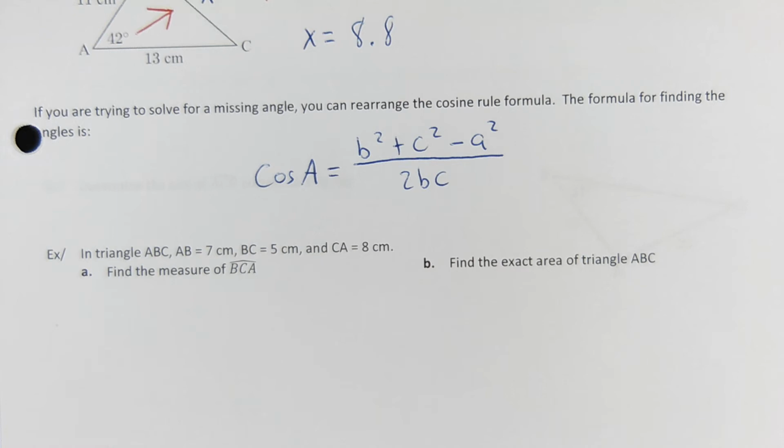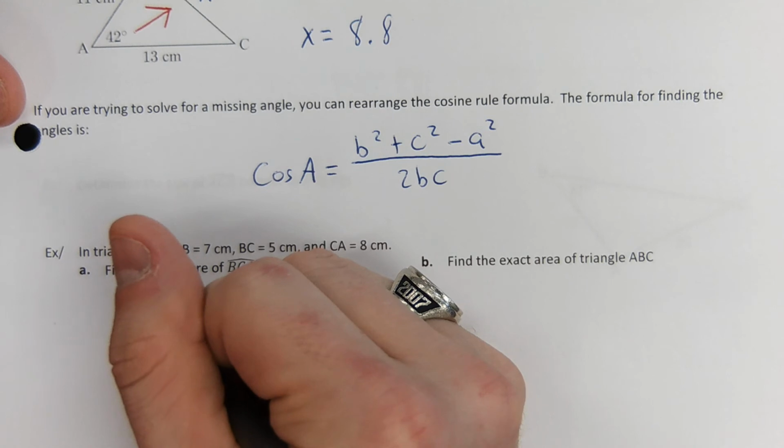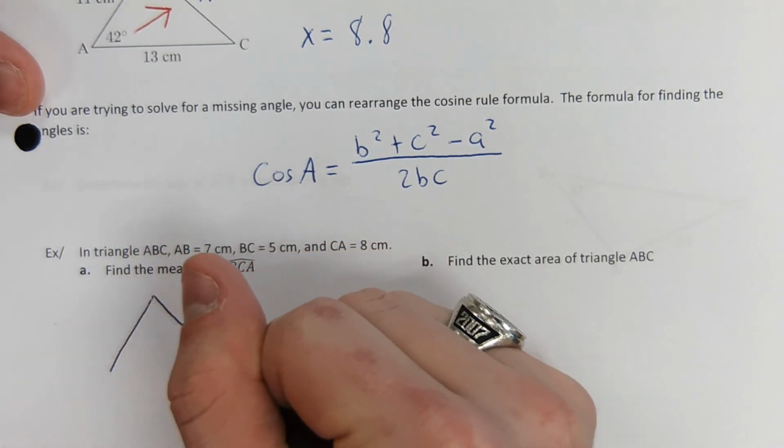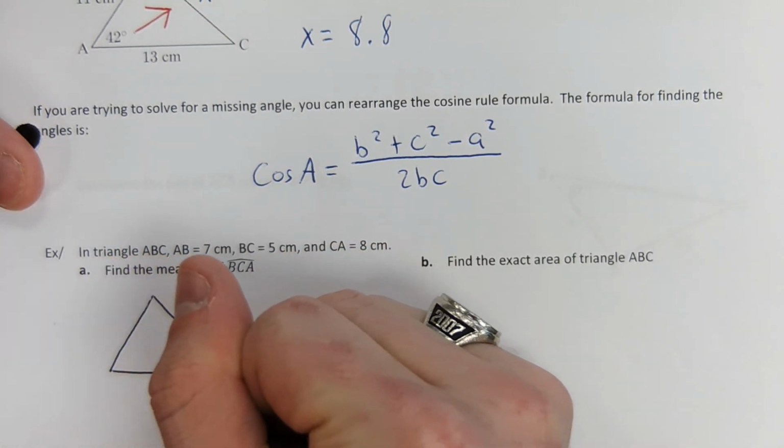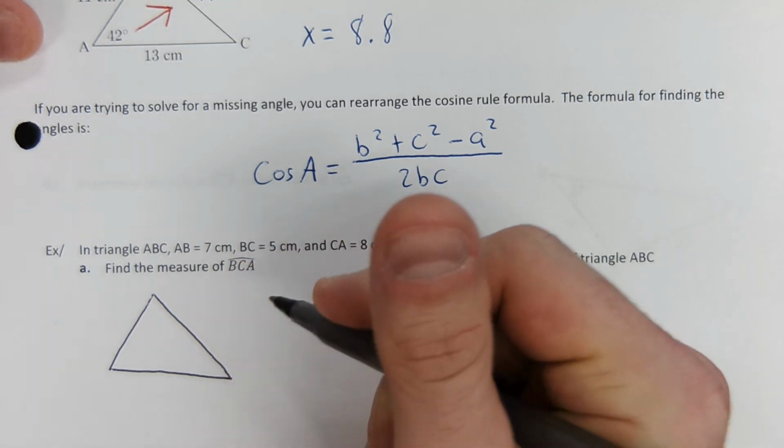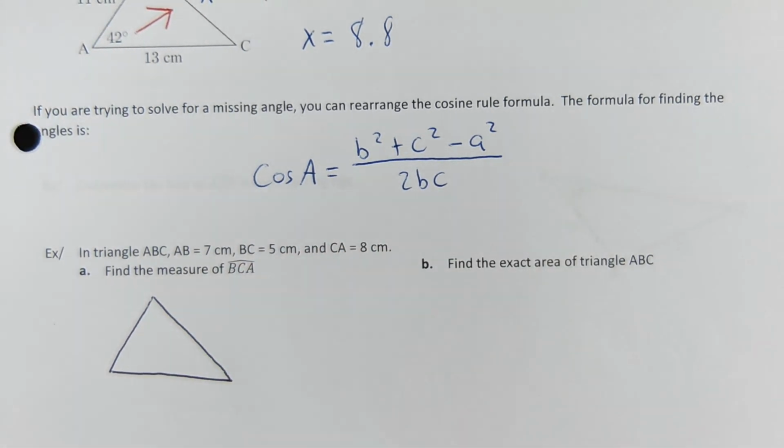Alrighty, so in triangle ABC, side AB is 7. Side BC is 5. Side CA is 8. It says find the measure of angle BCA. That little hat symbol means angle. Time to draw a triangle. A triangle does not have 4 lines. Got him. Alrighty.